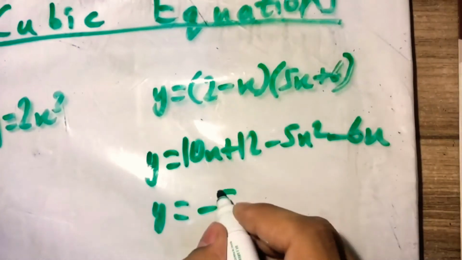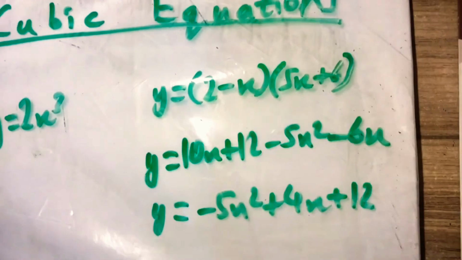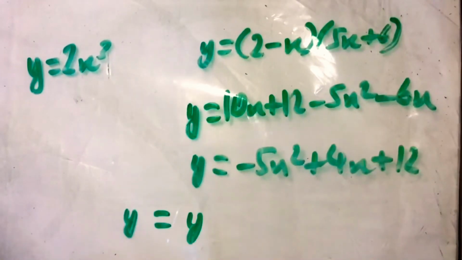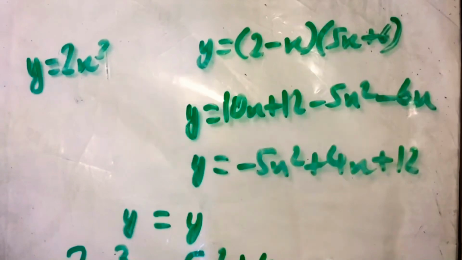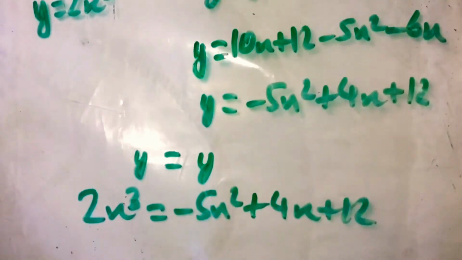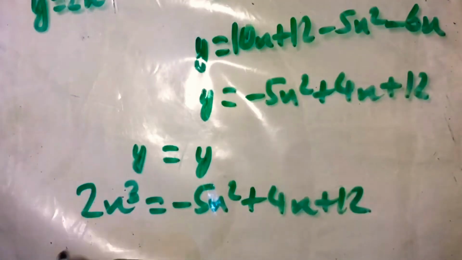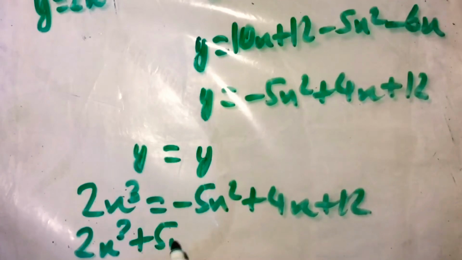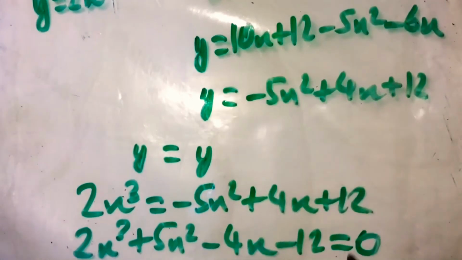Y equals to minus 5x squared. Then we'll equate y with y. 2x cube equals to minus 5x squared plus 4x plus 12. Equating this with this, we get a cubic equation: 2x cube plus 5x squared minus 4x minus 12 equals to 0.